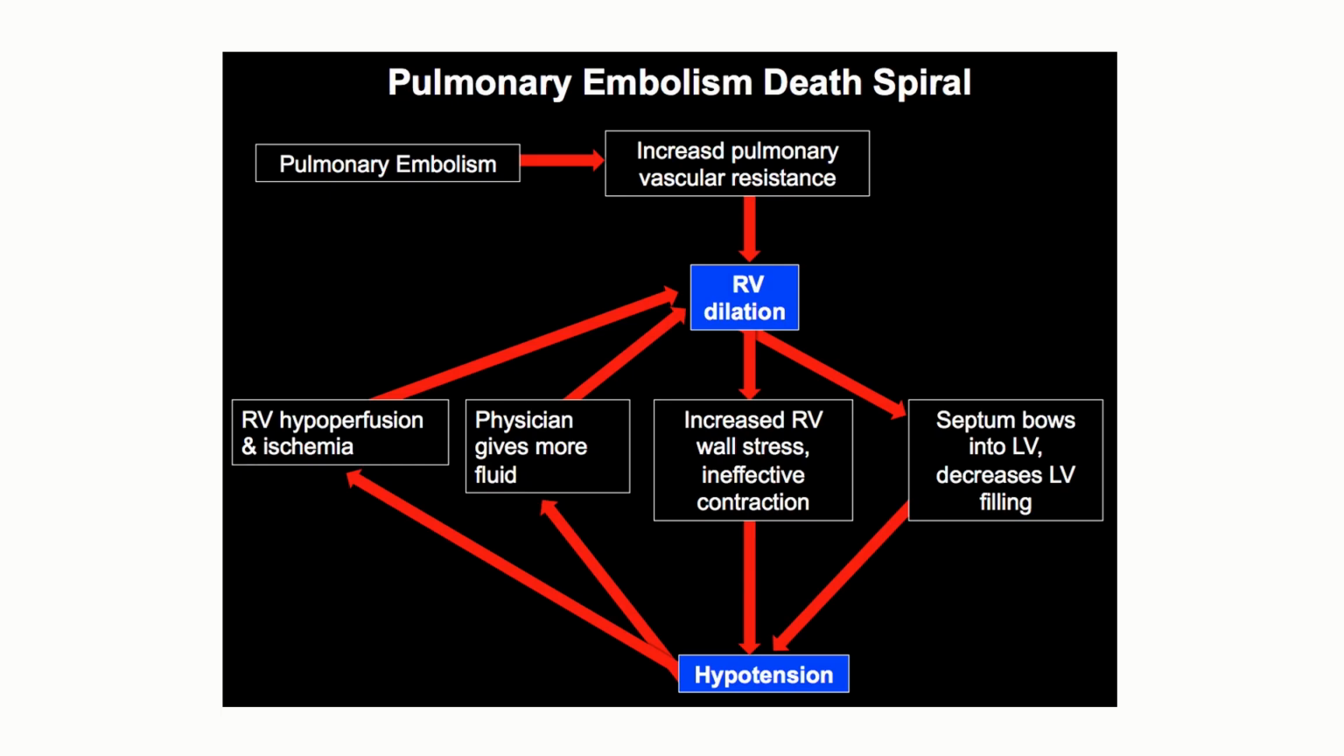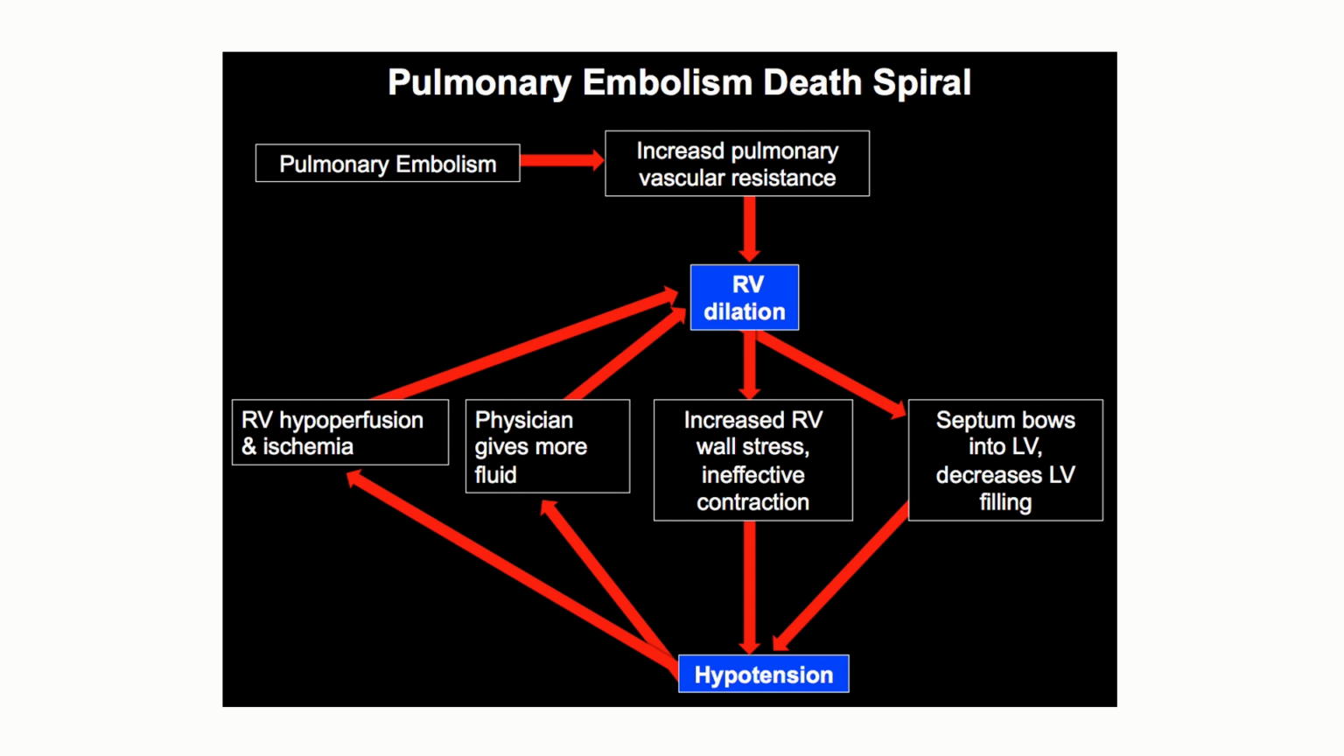This slide is borrowed from my friend PulmCrit, or Dr. Farkas in the MICU, and this just highlights what I've been trying to describe in the slide before. So you see increased pulmonary vascular resistance leads to RV dilation, and as that happens, you have ineffective contraction, which can lead to hypotension. Your septum can bow into the LV, which also can impair your LV filling, and again, drops your LV output and leads to hypotension.